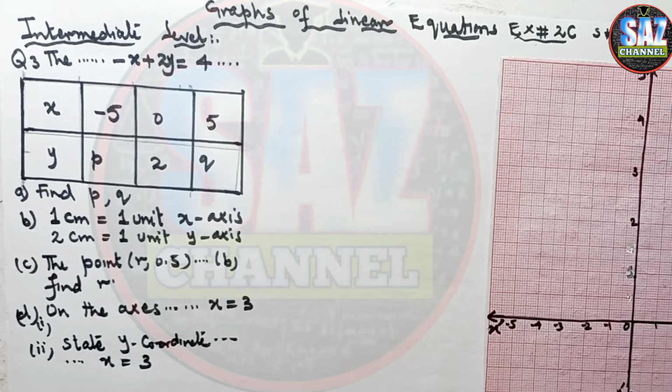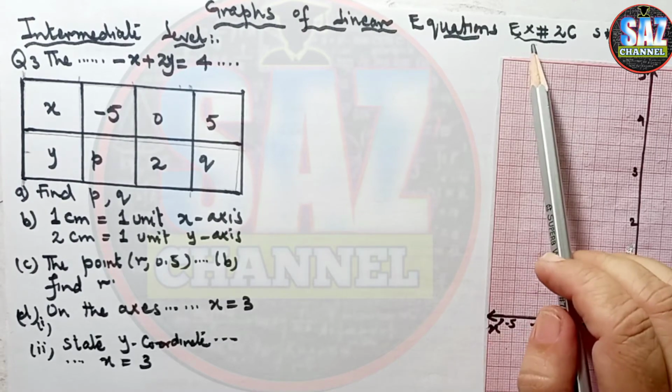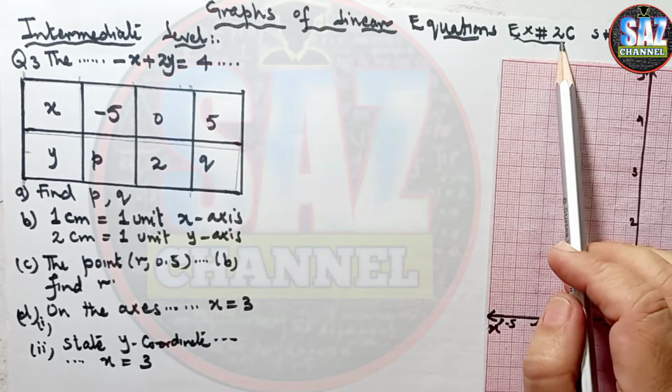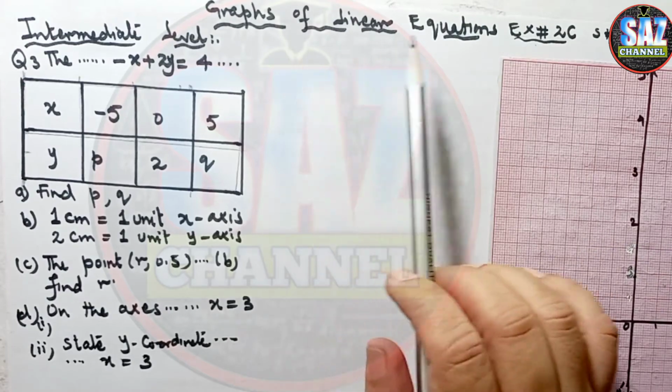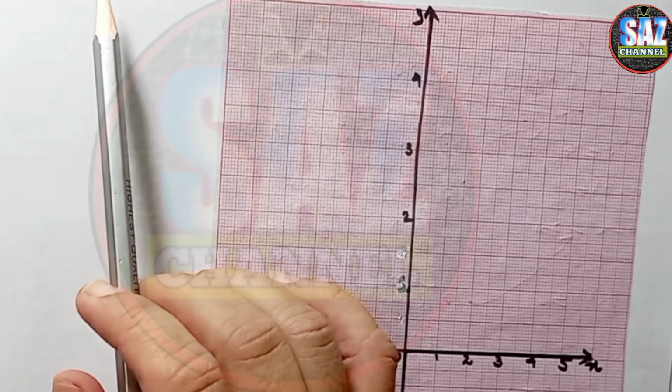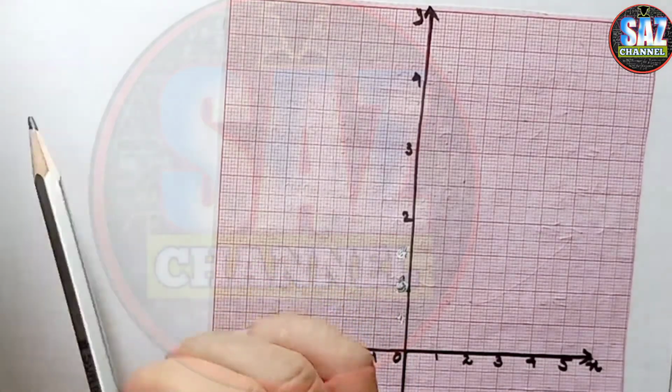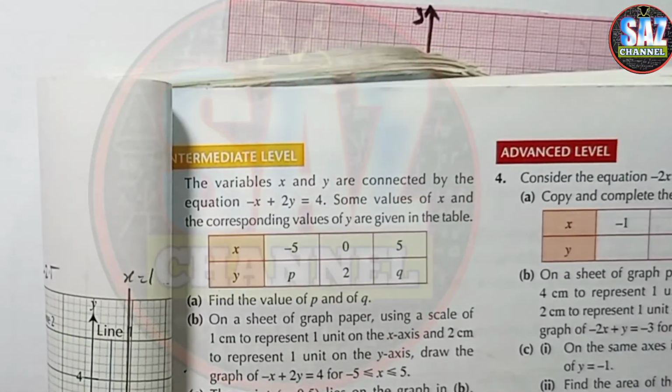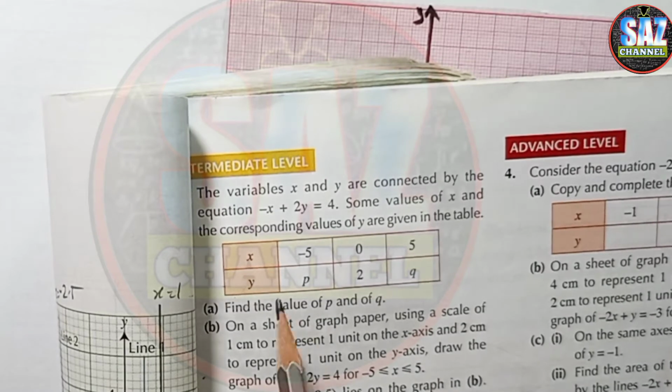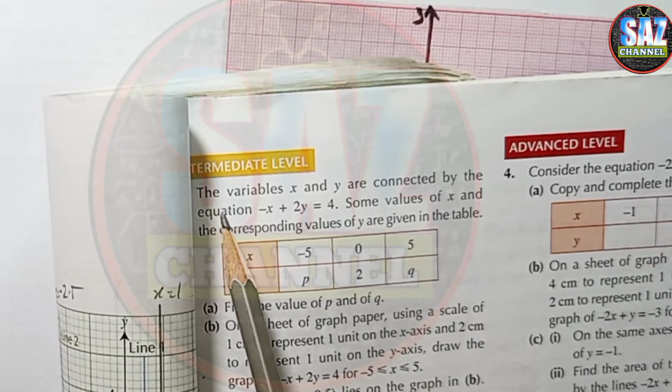This is my first lesson of D2, chapter number 2, exercise 2C, that is about graphs of linear equations. In this lesson, I will solve intermediate level question number 3. Let's first read the question. As the questions are long, I've written the questions in short form. Let me read the question from the book.